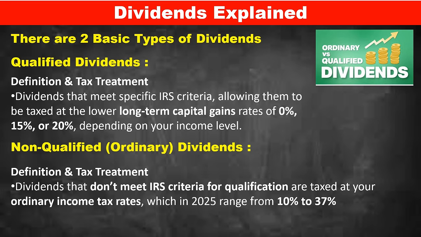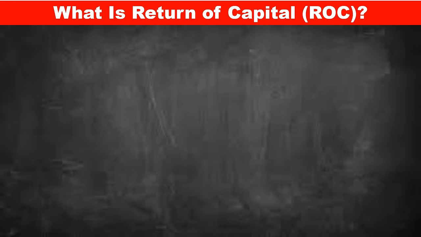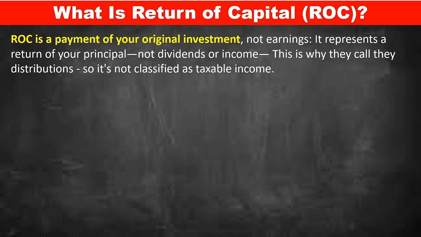Now, one thing that a lot of people misplace when we get into the ROC is that it's not really a dividend. They're actually called distributions. And there's a reason and an explanation of why we call them distributions. ROC is a payment of your original investment, not earnings. Okay, it represents a return of your principal, not dividends or income. This is why they're called distributions, that they're distributing back your initial investment. So they're not classified as taxable income.